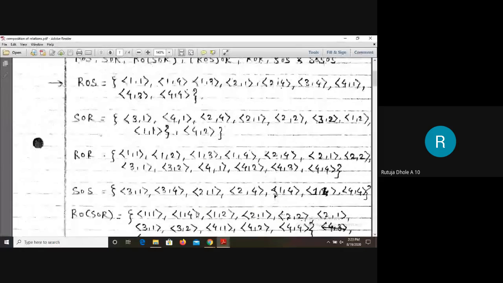Now next one is R composition S composition R. 2 comma 1, 2 comma 2, 2 comma 1, 2 comma 2, 3 comma 1, 3 comma 2, 4 comma 2, 4 comma 1, 4 comma 4, 4 comma 1, 4 comma 2, 4 comma 1.